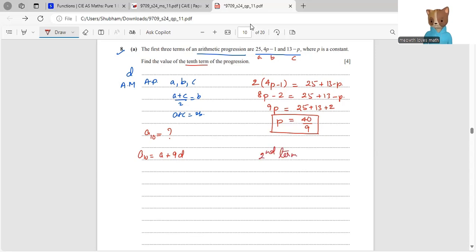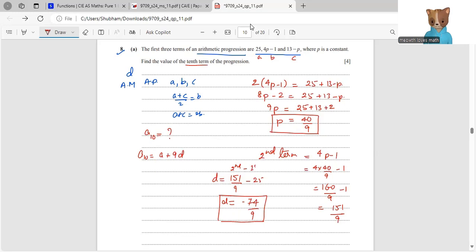So for that, I need to find the second term. So the second term here is 4p minus 1, which is 4 times 40 over 9 minus 1, which is 160 over 9 minus 1, which is 151 over 9. Okay, this is the second term. Second term minus the first term. Okay, so I need to find d now. 151 over 9 minus 25, and this will give me d as negative 74 over 9. So I got the common difference. How I got it? This is second term minus the first term, and first term is 25. It's given to us over here.